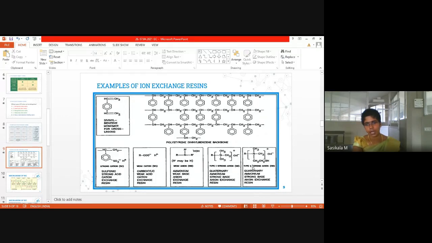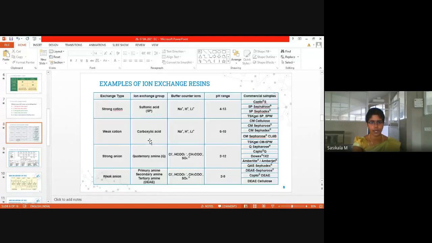And strong anion is of two types. One is quaternary ammonium, and another one is quaternary ammonium, the same, only of two types. One is with an ethanol group and another one is with a methyl group. Quaternary ammonium groups and quaternary alcohols also will act as strong anionic exchangers. Okay, so these are all the examples of ion exchange resins. It will be a definite 5 mark question in university. Okay, so kindly read properly.